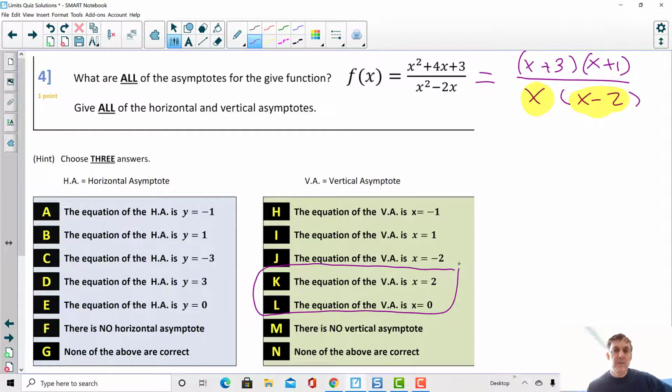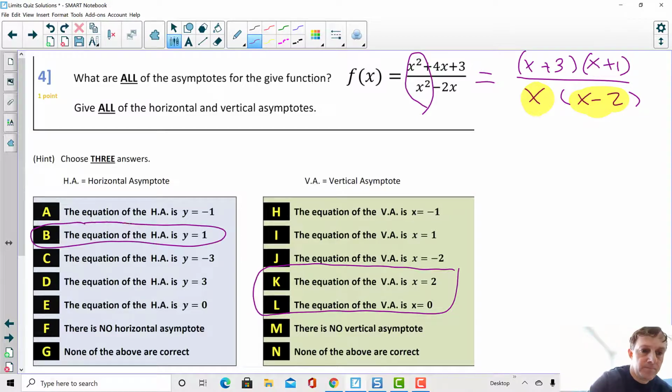Okay, for the horizontal asymptote, we want to look at the limit as x goes to infinity, and also the limit as x goes to negative infinity. But we get the same thing because we're really just looking at that right there, and we're getting 1. Coefficients are 1. It doesn't matter whether you plug in a positive infinity or a negative infinity because they're both squared.